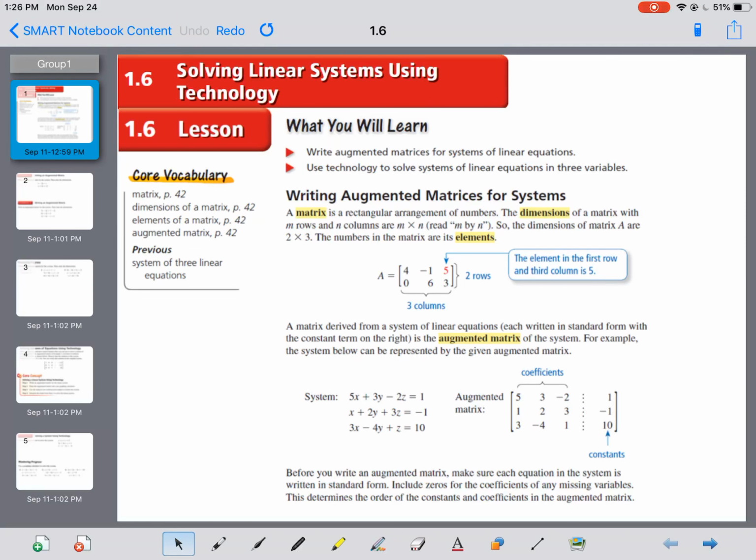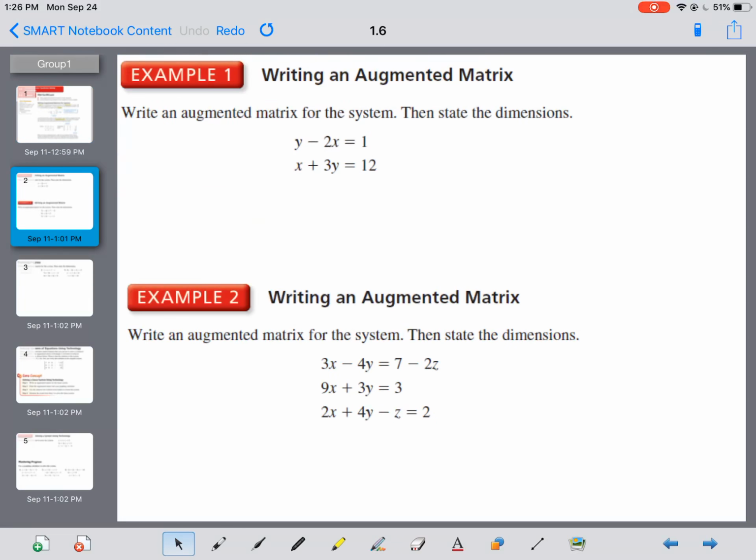So before you write an augmented matrix, make sure each equation in the system is written in standard form. Basically, line up the x's, line up the y's, line up the z's, line up the constants. And you have to include zeros for any place where something is not included. So let's look at an example.